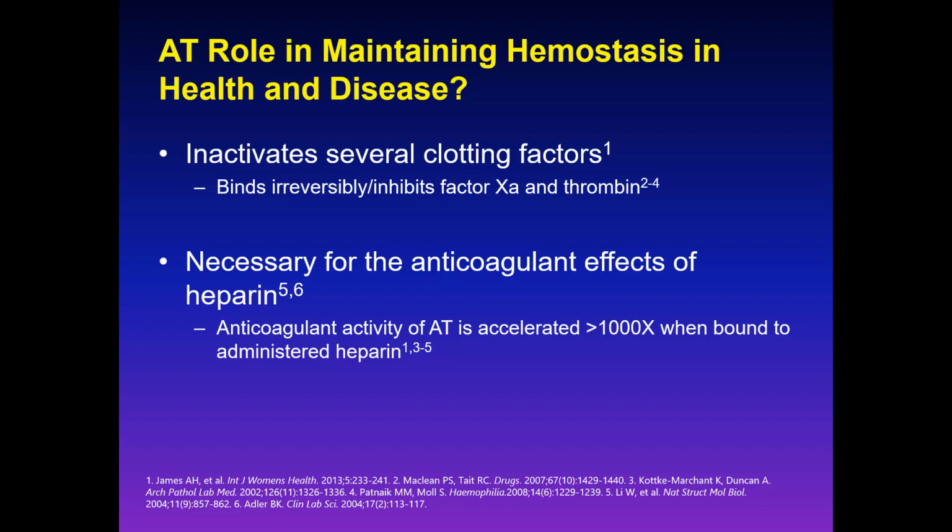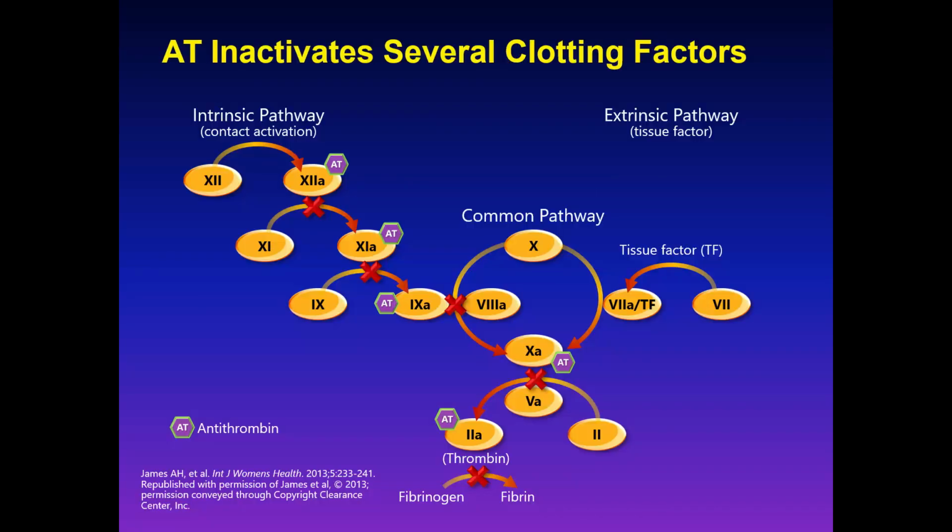But if we look at what antithrombin does by itself, it's really designed at baseline in a healthy person to keep the patient from clotting excessively. But when heparin is added, the activity of antithrombin is accelerated over 1,000-fold. So that combination or that mechanism is exploited very effectively with how heparin interacts with antithrombin.